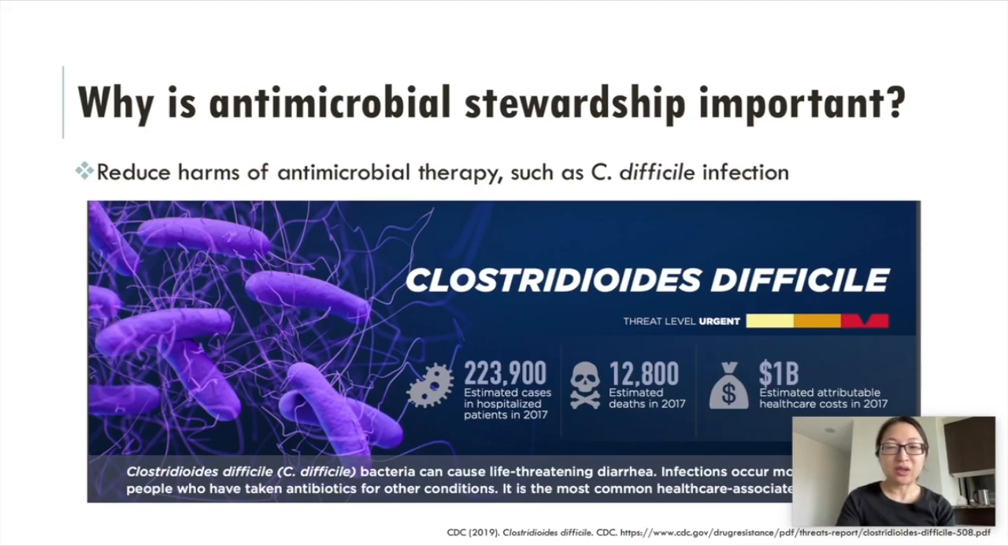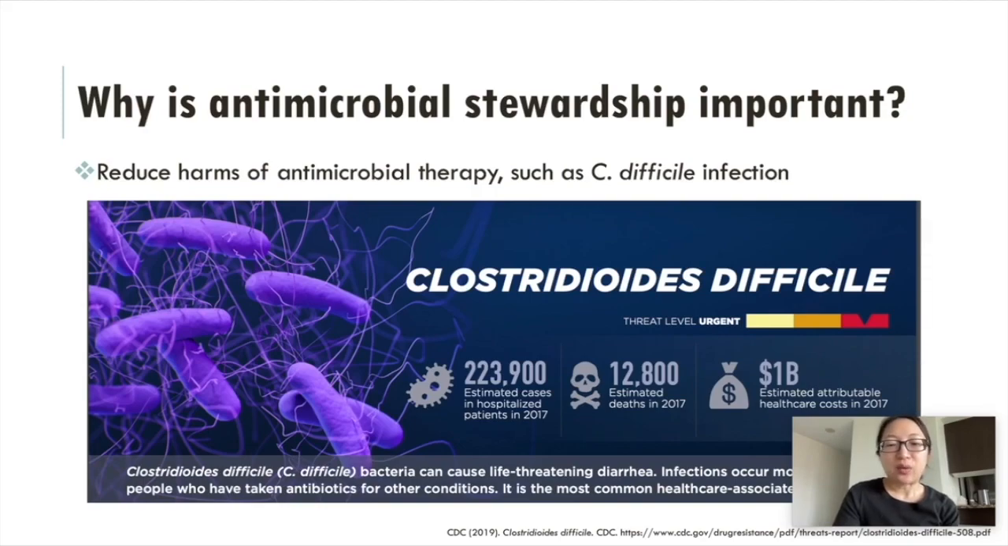The second reason that practicing antimicrobial stewardship is important is to reduce the side effects of antimicrobial therapy, including Clostridioides difficile infections. Antibiotic treatment is the most important risk factor for C. difficile infection. The CDC identifies C. difficile as an urgent public health threat. It estimates that C. difficile infections in 2017 attributed to 12,800 deaths and cost the healthcare system approximately $1 billion.